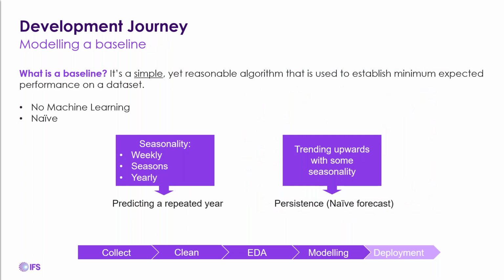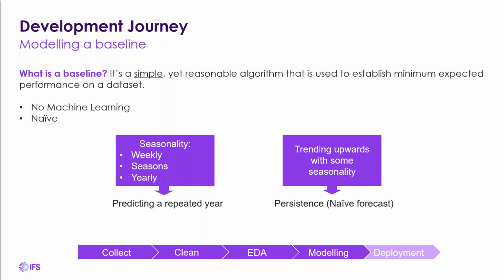Well, the first type of model should be your baseline. But what is a baseline? Well, it's a simple yet reasonable, fast, repeatable algorithm that sets the stage, the minimum expected performance on a given data set. Now, typically a baseline has no machine learning. It's super naive.